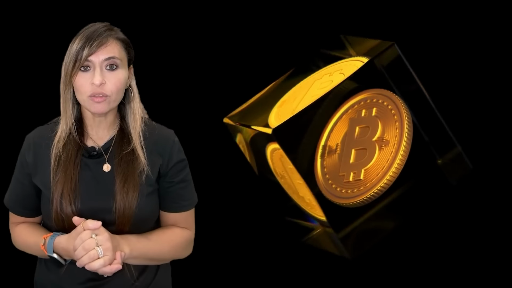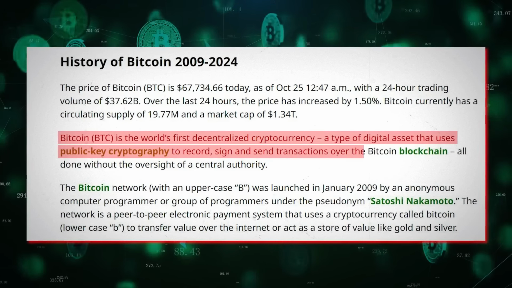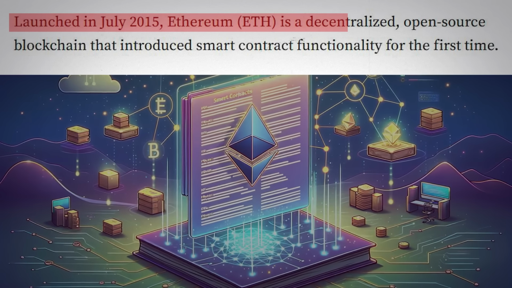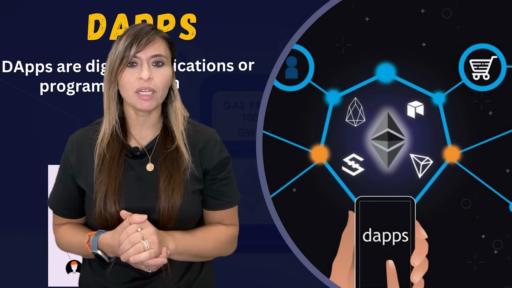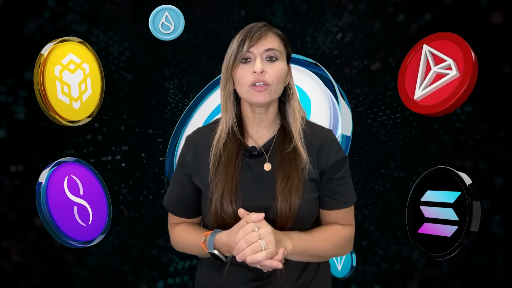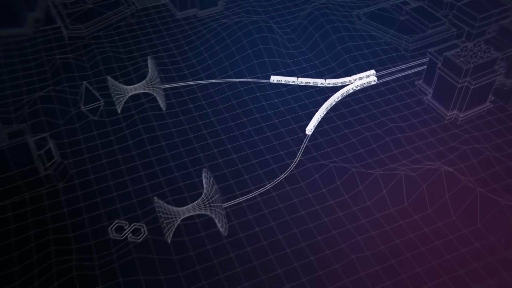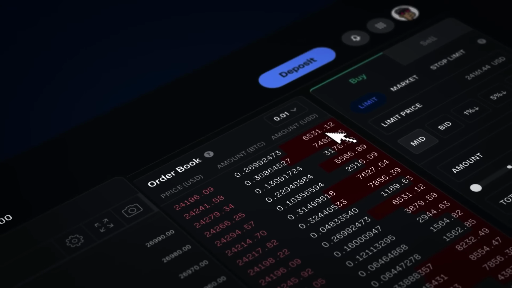Let me start with a quick story to set the stage. Back in 2009, when Bitcoin launched, it was the only blockchain pioneering decentralized digital money. In 2015, Ethereum introduced smart contracts, enabling developers to build decentralized applications, aka dApps. Fast forward to today, we have hundreds of blockchains with unique features like Binance Smart Chain, Solana, Polygon, Tron, and many others. This innovation is great, but also presents a challenge. How do we move assets across these blockchains? That's where crypto bridges come in.